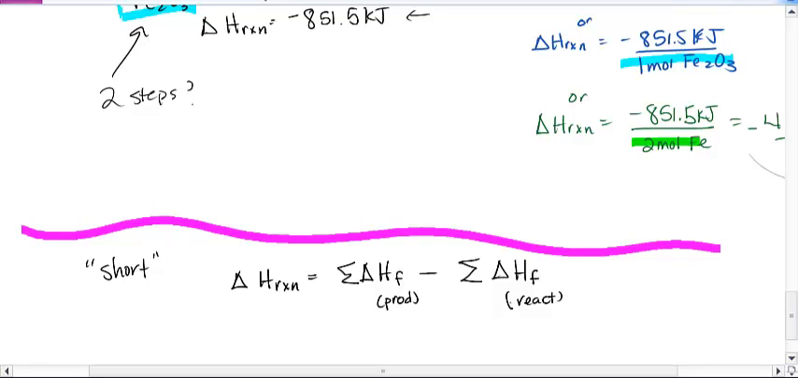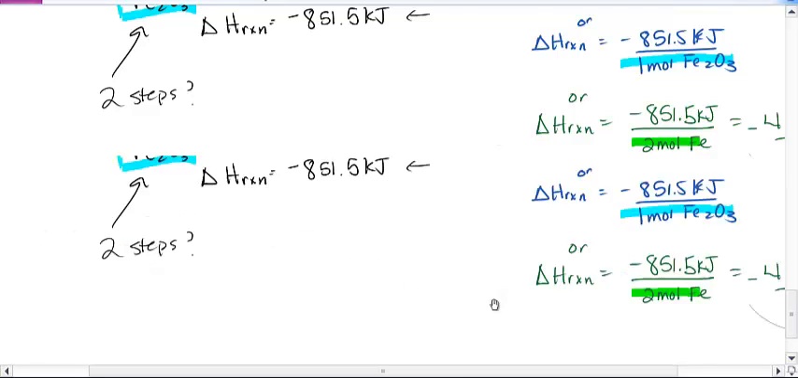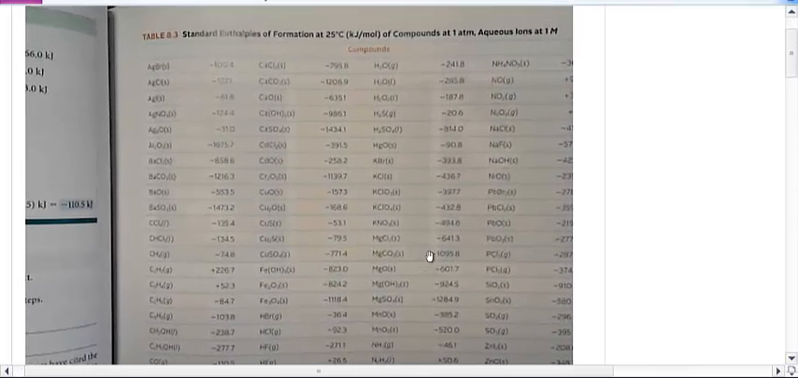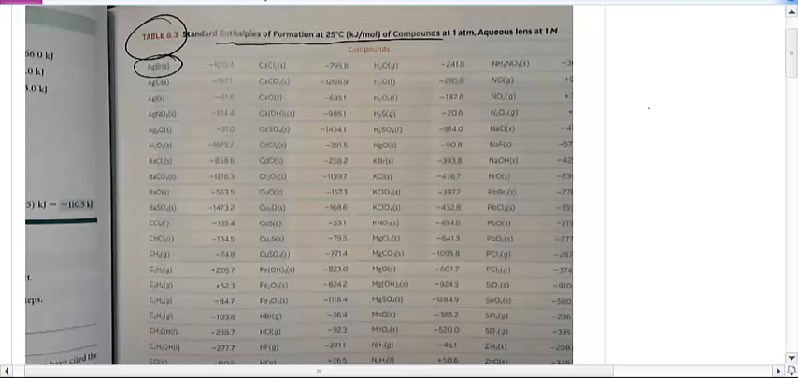Heats of formation. Well, this is where you look at a table in your book, which I have conveniently taken a photo of over here. So there's this table in your book, table 8.3 in your chapter, and it's a standard enthalpy of formation at 25 degrees, and it gives all these different compounds. So what that means, in enthalpy of formation, if I take this silver bromide, and it says it's negative 100.4 kilojoules per mole, that's what it says up in the top of the table.